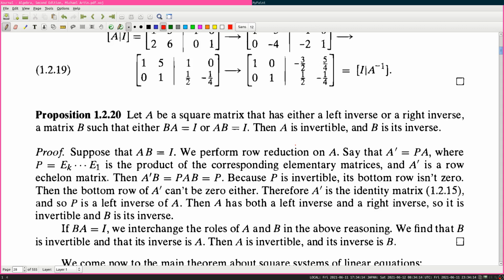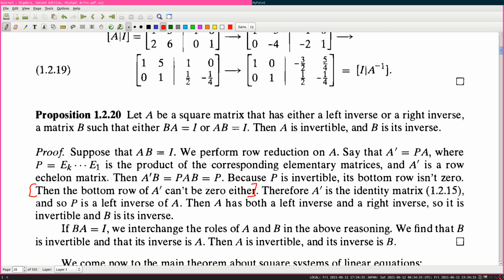I don't understand this sentence. This is such a weird way to prove it. I don't understand this sentence, but let's just move on. I'm tired. Therefore, A prime is the identity matrix, because it's in row reduced echelon form. Okay. So P is a left inverse of A.